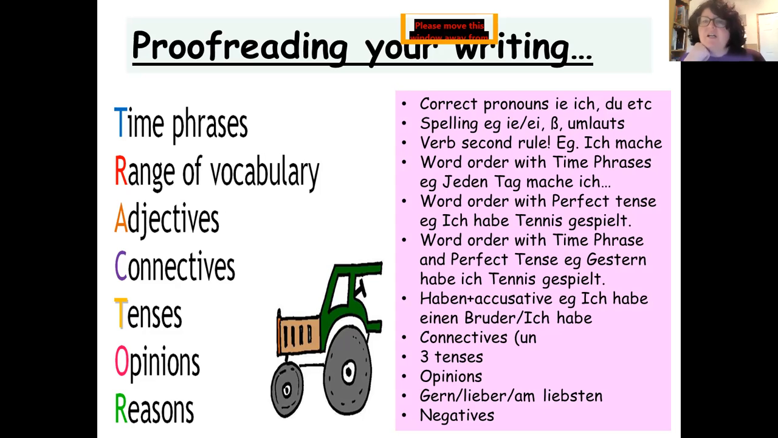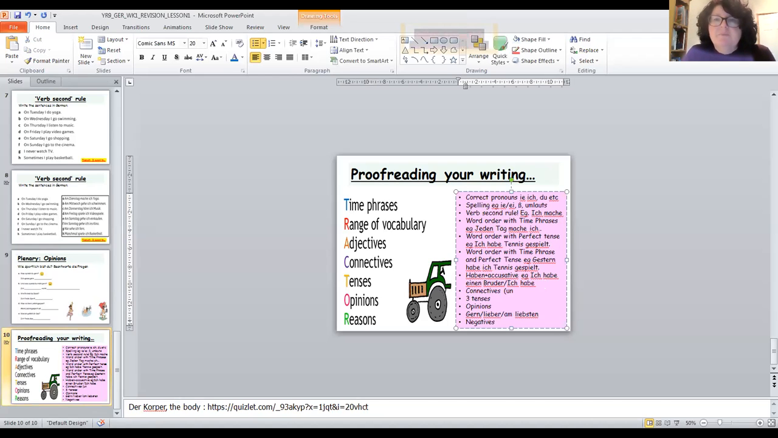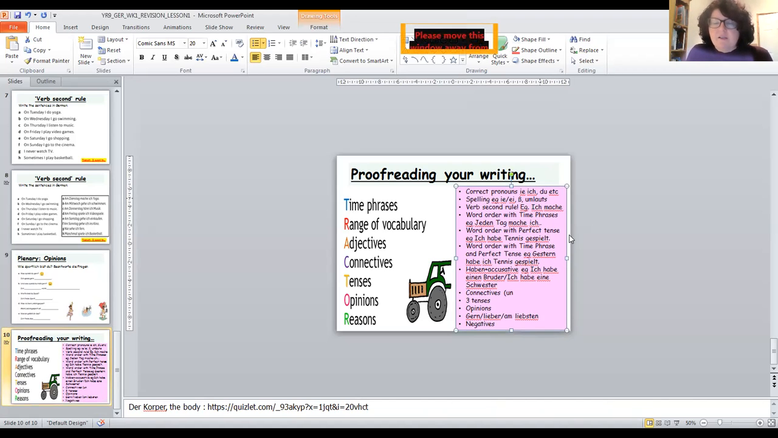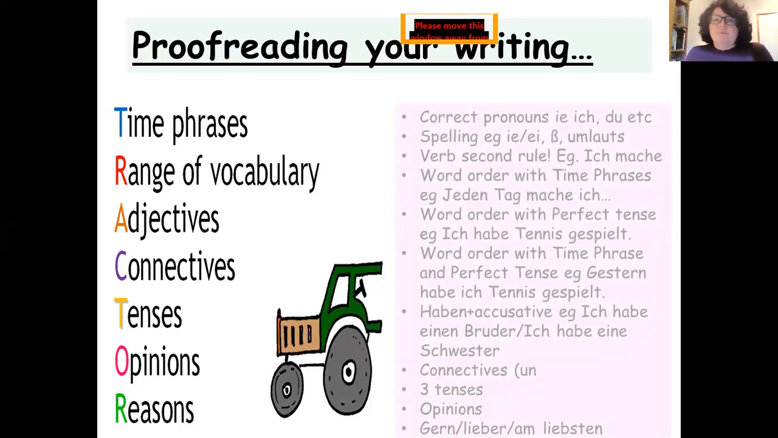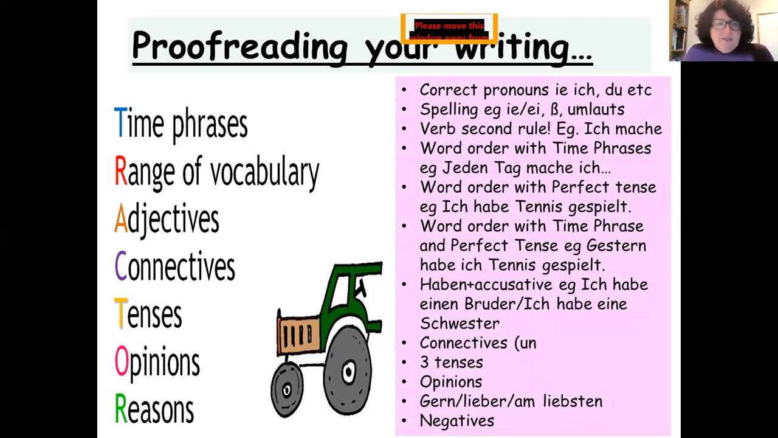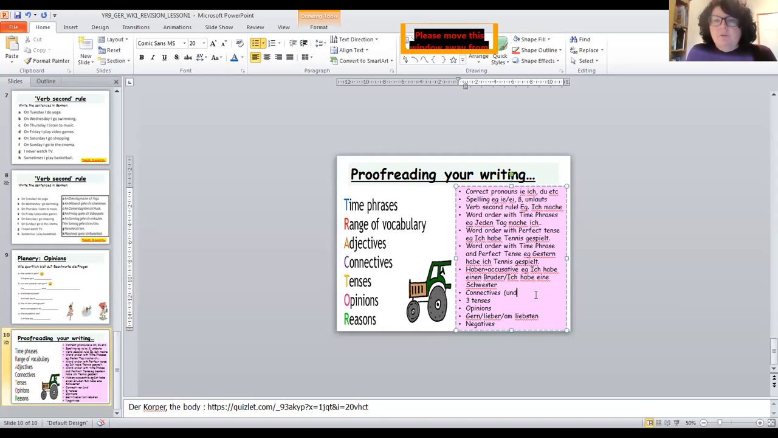Haben plus Akkusativ. Ich habe einen Bruder. So remember that's for masculine nouns. I have a brother. Ich habe eine Schwester. There's something missing there. Let me just write it in now. So ich habe eine Schwester. Okay, so I have a sister. That's feminine, so that doesn't change. Connectives. Oh Mensch, das habe ich nur. Und, aber, oder we've said, and then we've also said denn, as.